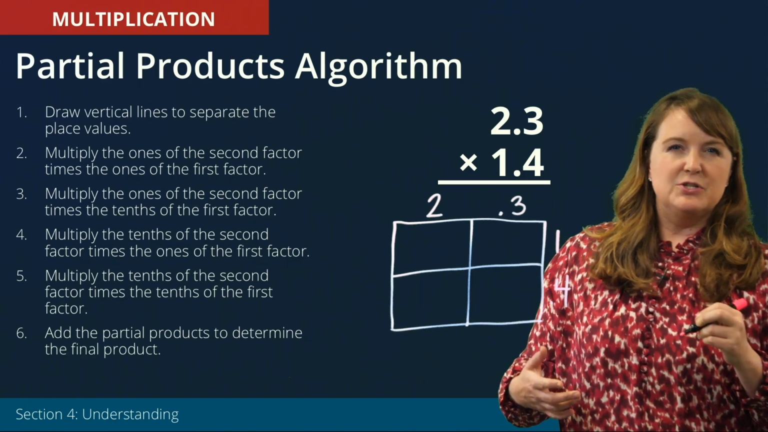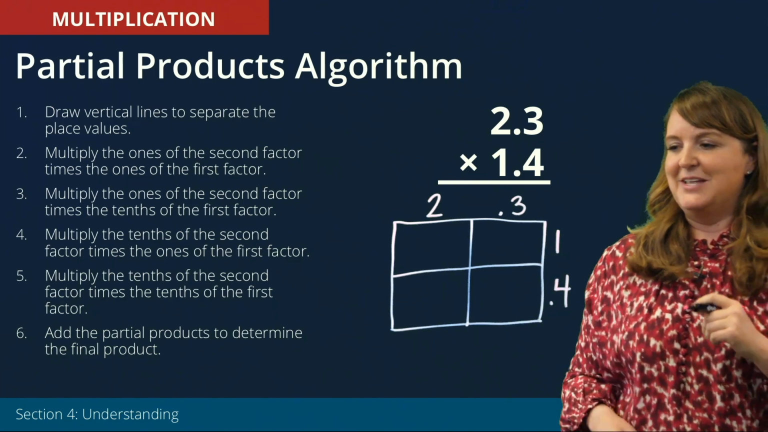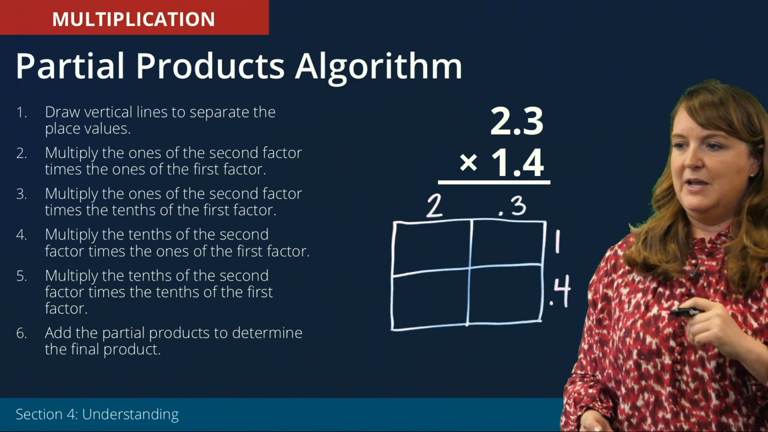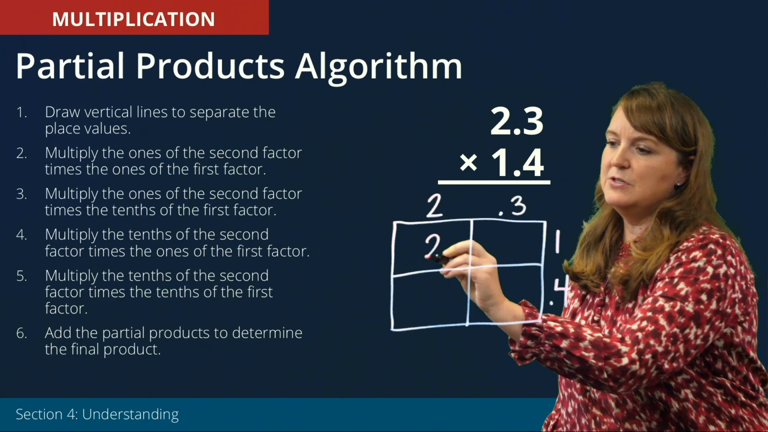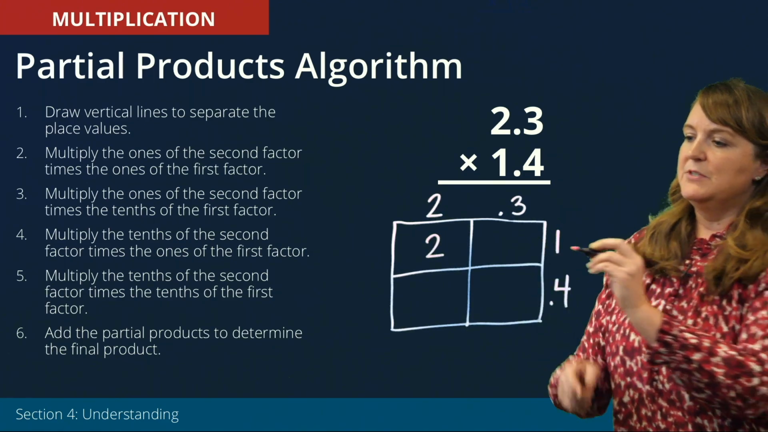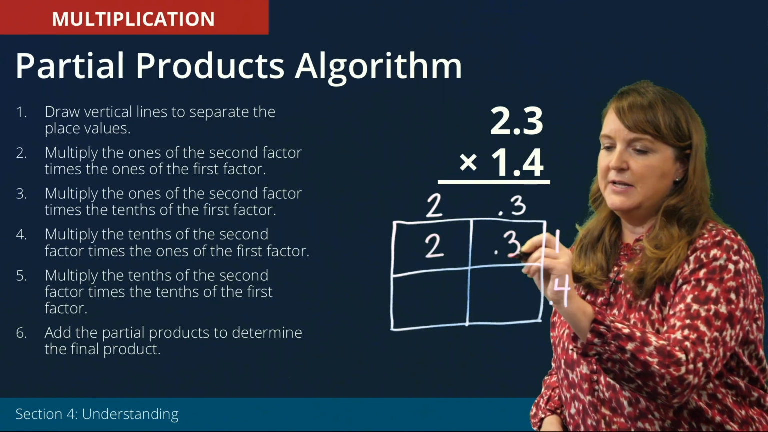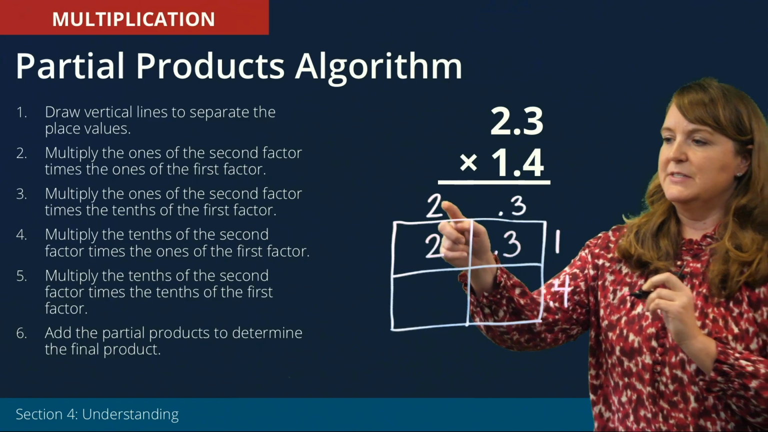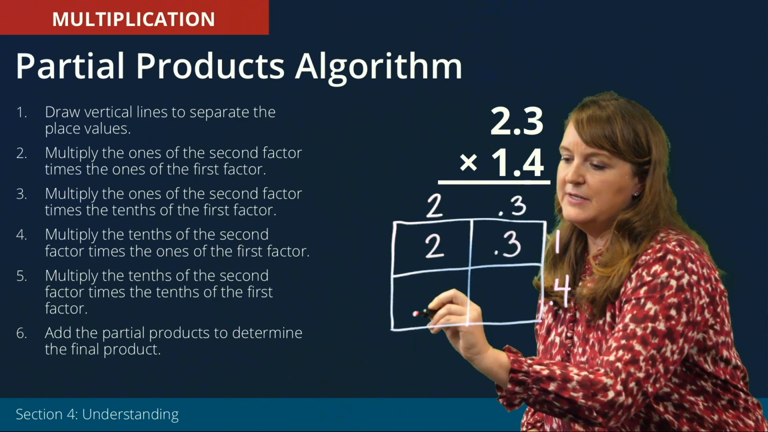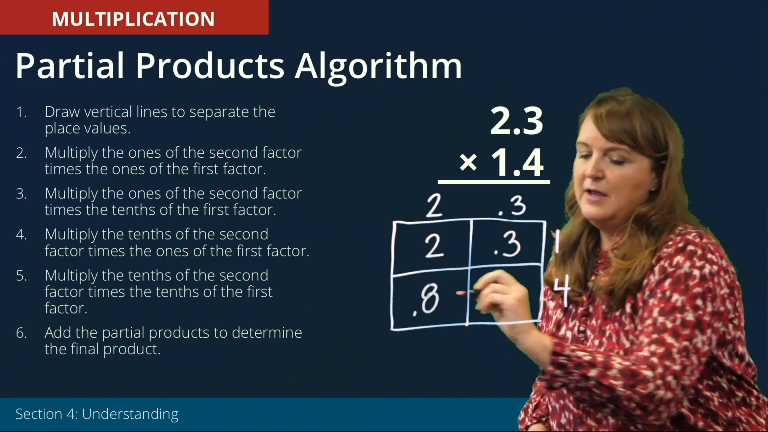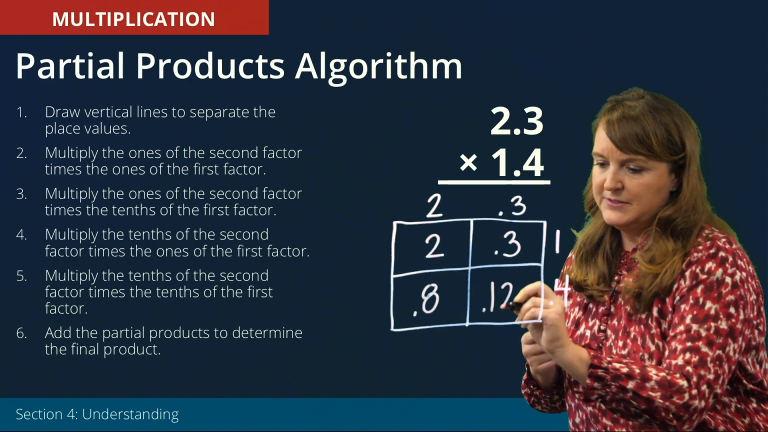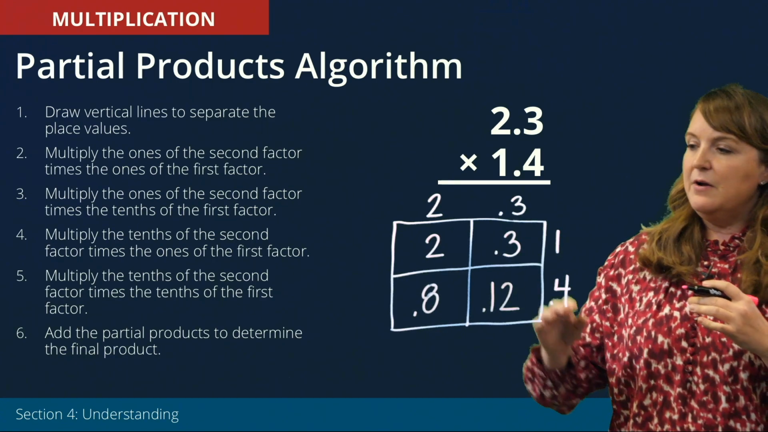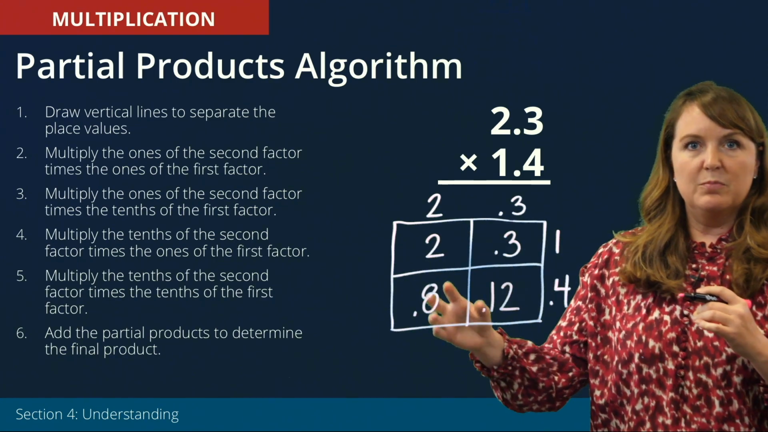Now it's time for us to do our, I'll scoot to the side so you can see that. Now it's time for us to do our multiplication, just as we did before. 1 times 2 is 2. 1 times 3/10 equals 3/10. 4/10 times 2 is 8/10. And then 4/10 times 3/10 is 12 hundredths. Now what did I do there? These are all of my partial products.